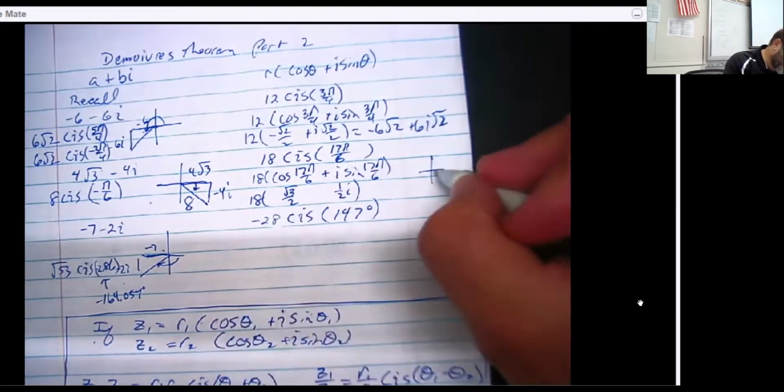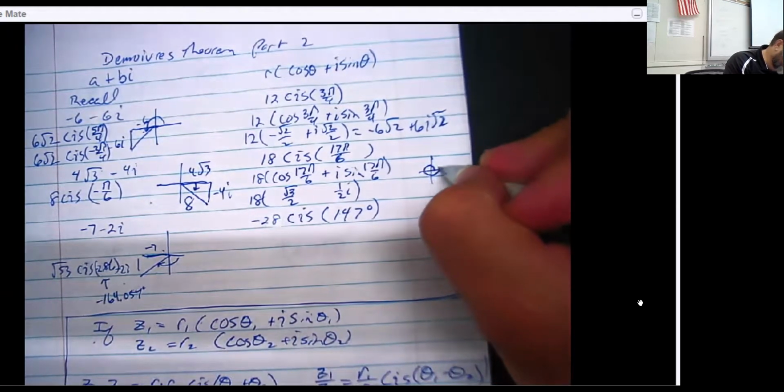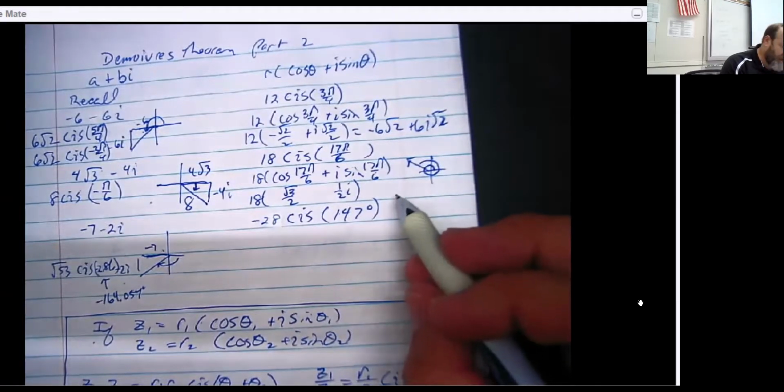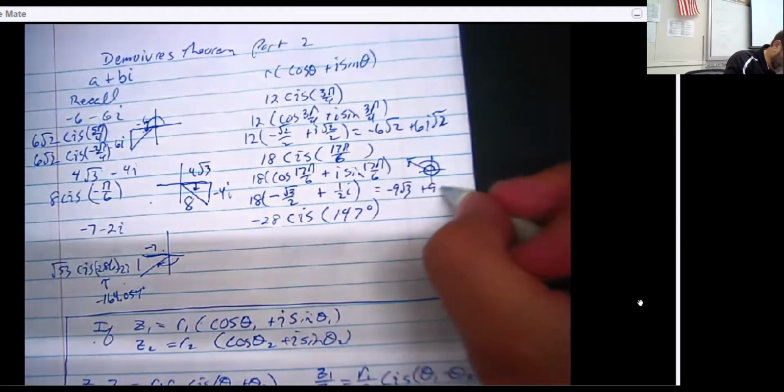So I kind of go over here and let's see, that'd be 6, 12, not quite 18. So since it's in the second quadrant, I know that the cosine is negative and the sine is positive, which leaves me with -9 roots of 3 and a plus 9i.